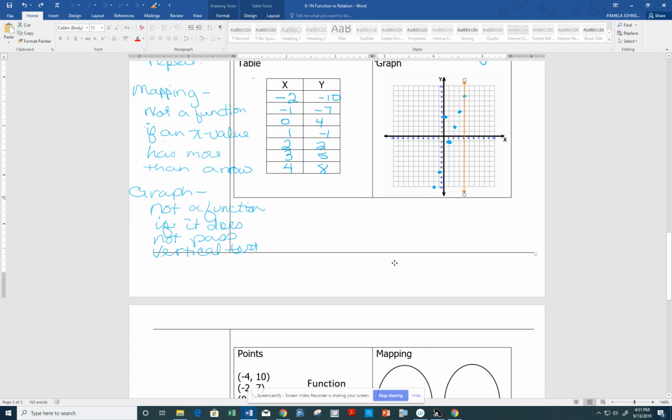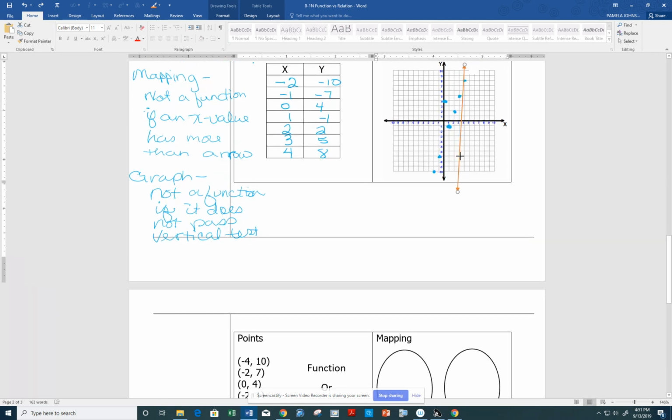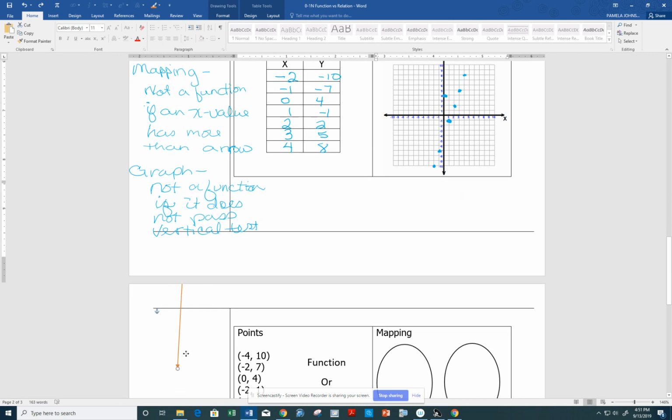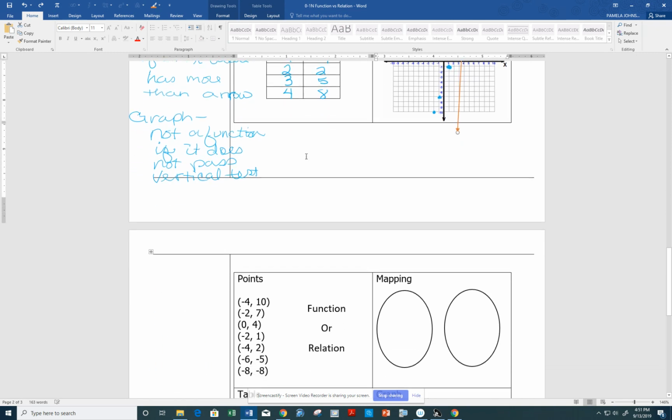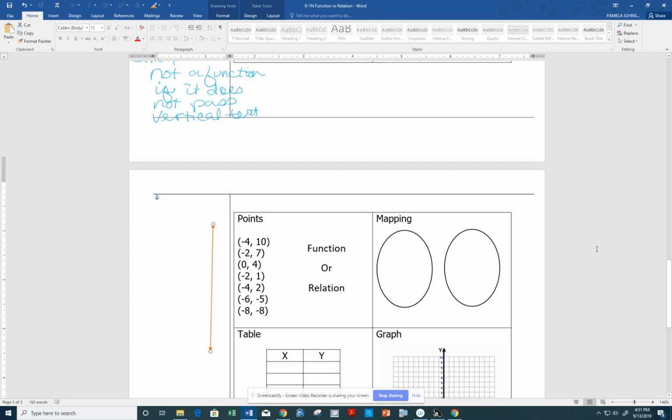I'm going to move it down here so we can use it on our next one. My vertical line doesn't want to go to the next page with us, guys. All right, here we go. Okay, let me make it vertical again. There we go. All right, we'll use that again here in just a moment.